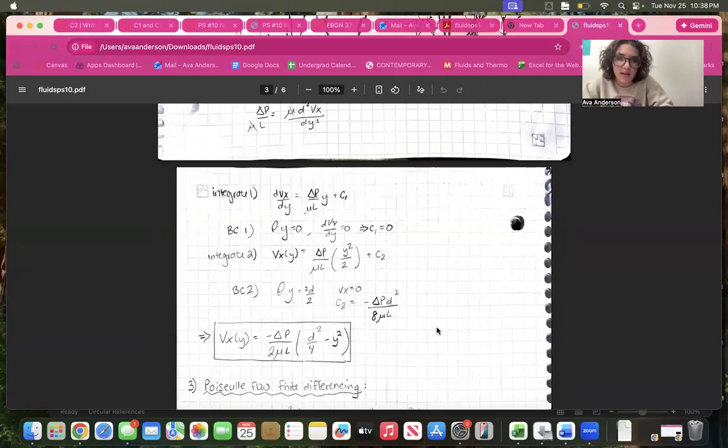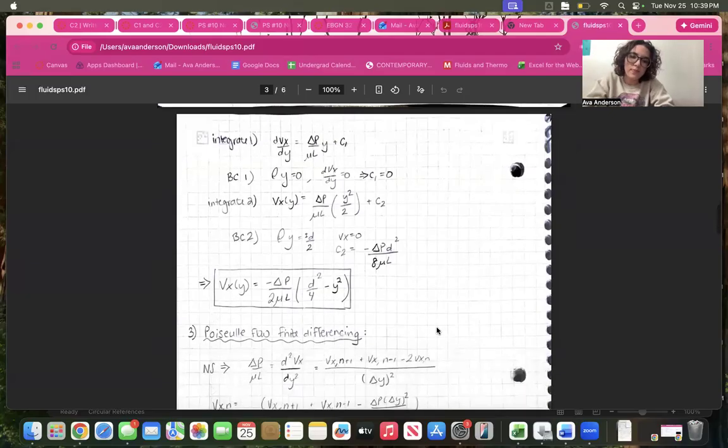You can use that to find that C1 equals 0, and for your second boundary condition, y equals plus or minus d divided by 2, v of x equals 0, and you can see that C2 equals negative delta p d squared divided by 8 mu L. And you can plug that back into your velocity equation, and you can get the final velocity, which is negative delta p divided by 2 mu L multiplied by d squared divided by 4 minus y squared.